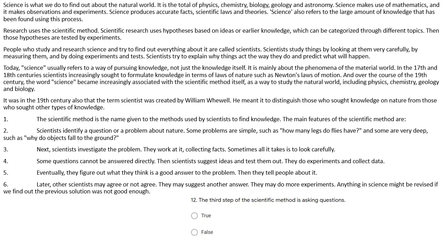Question 12. The third step of the scientific method is asking questions. Well, if we're looking at number 3, it says scientists investigate the problem. Number 4, scientists do experiments. Now I say number 4 because actually it says here the scientific method starts here, and so here is actually number 1. Here is number 1, here is number 2, here is number 3. But it says scientists do experiments. Actually, asking questions is the first step, not the third step. So the answer is false.